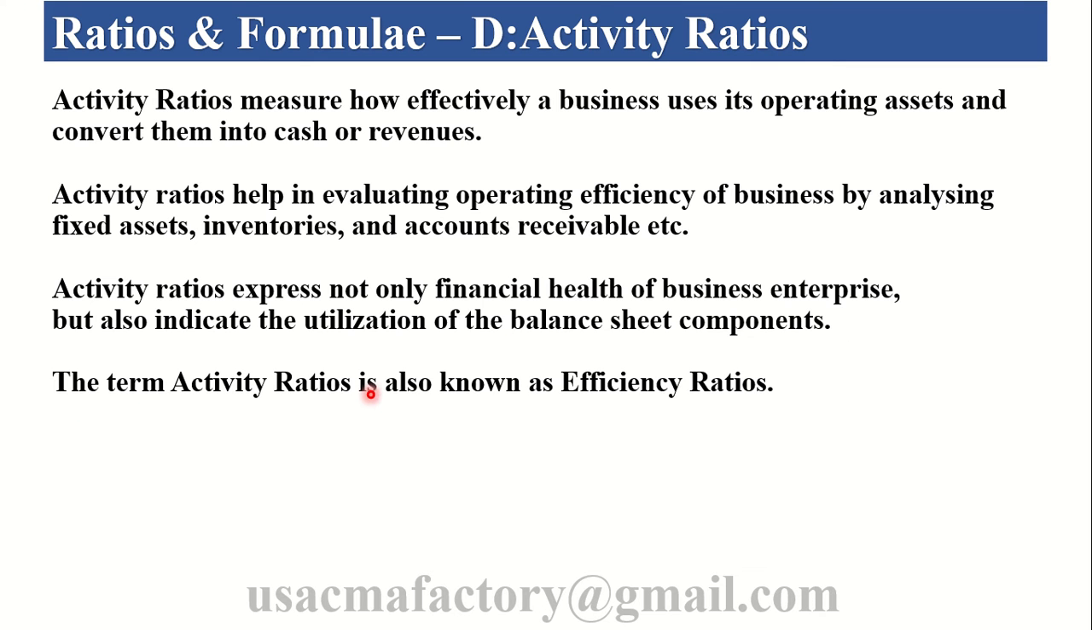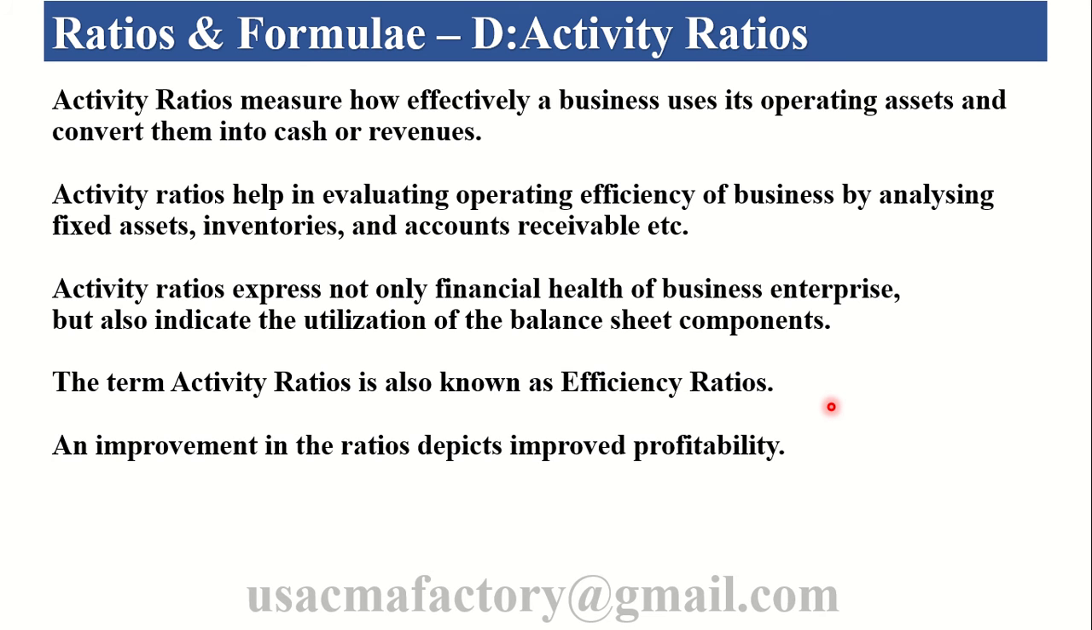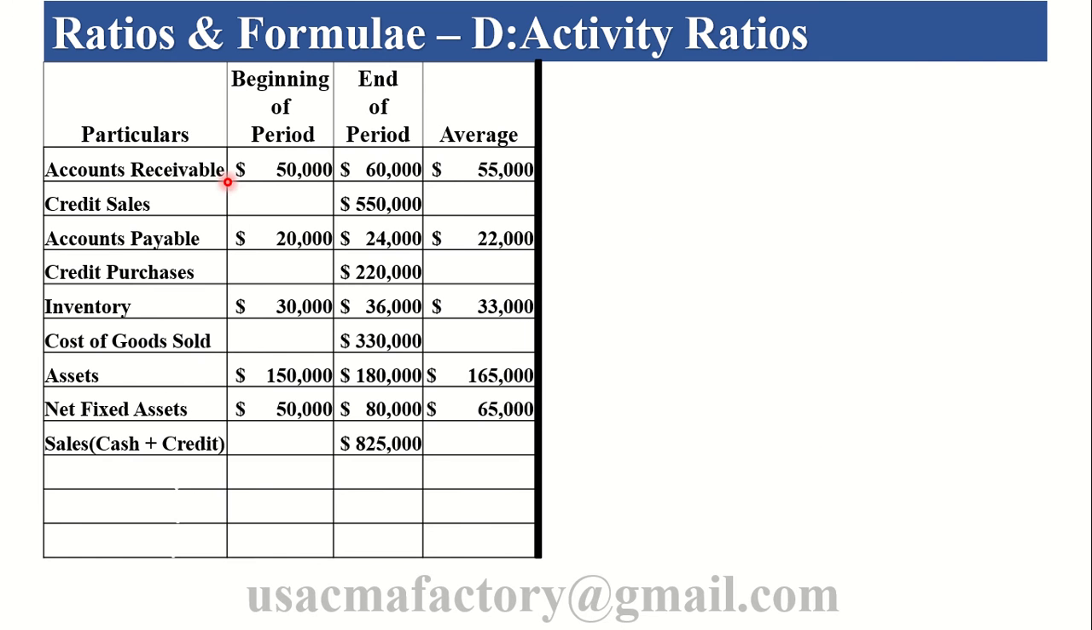The term activity ratios is also known as efficiency ratios. An improvement in the ratios depicts improved profitability. So activity and profitability both are very much linked. This table contains some numbers. These numbers are used in our examples.